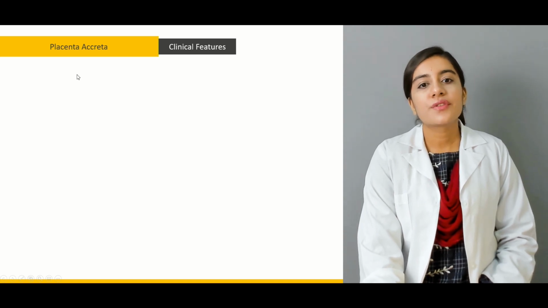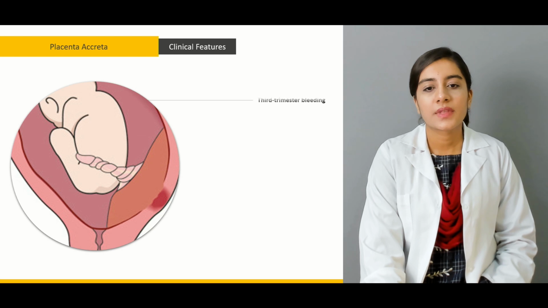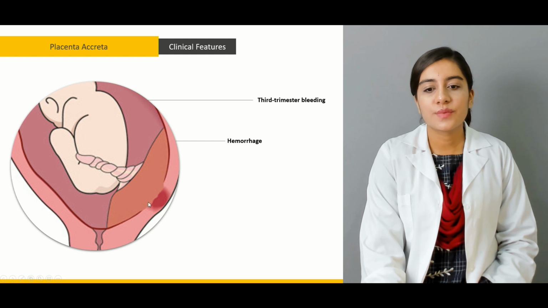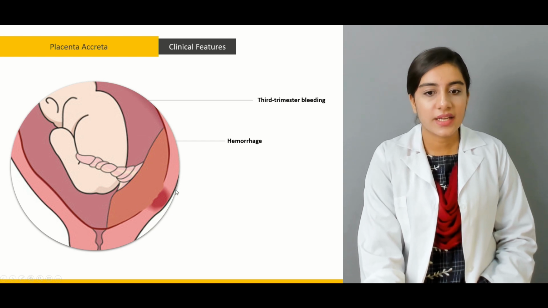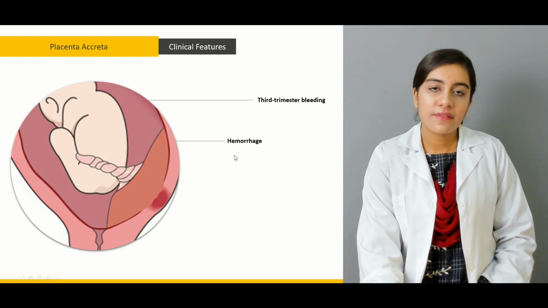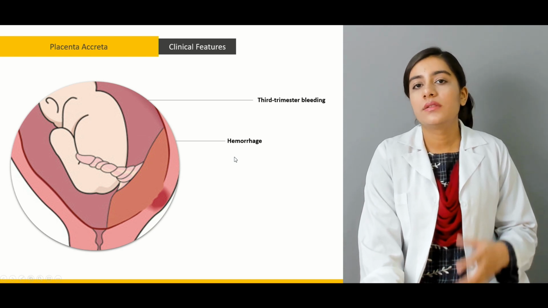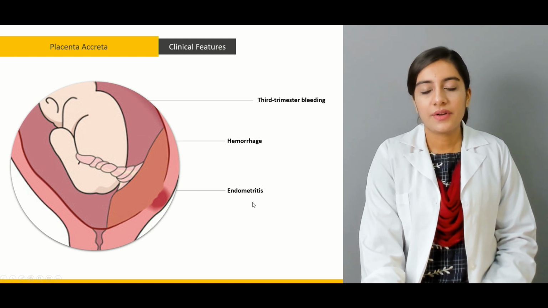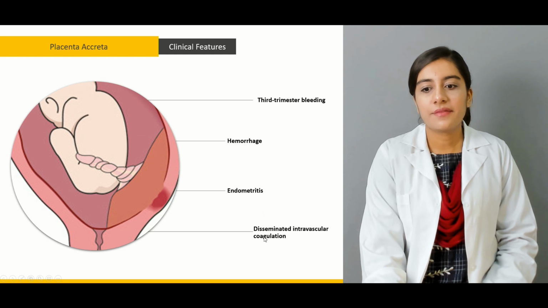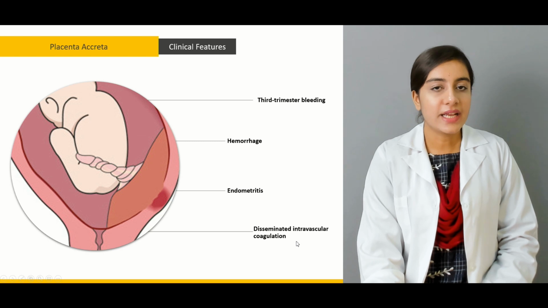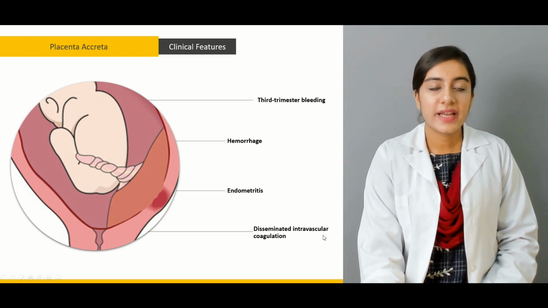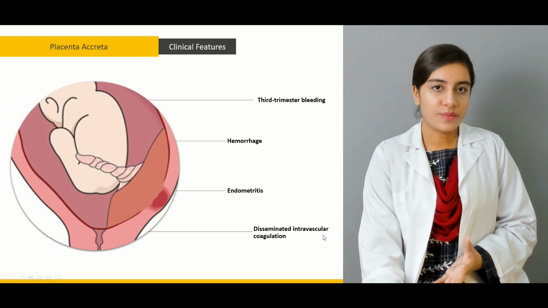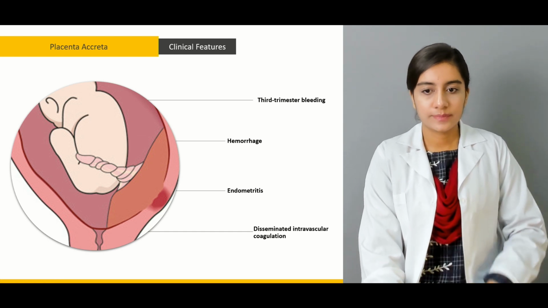Now the clinical features of placenta accreta. The first one is third trimester bleeding. That is because of this area, the scar area, that causes the bleeding. Then we have hemorrhage because of the absence of decidua basalis. Then we have endometritis. And then finally we have disseminated intravascular coagulation, that is DIC. That takes place in the third trimester of pregnancy as a complication of the process.